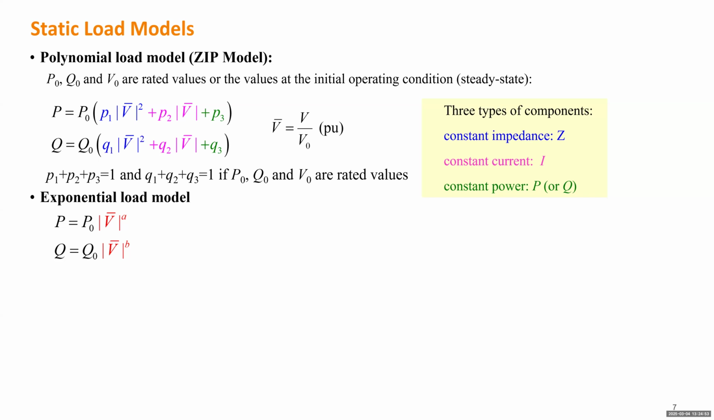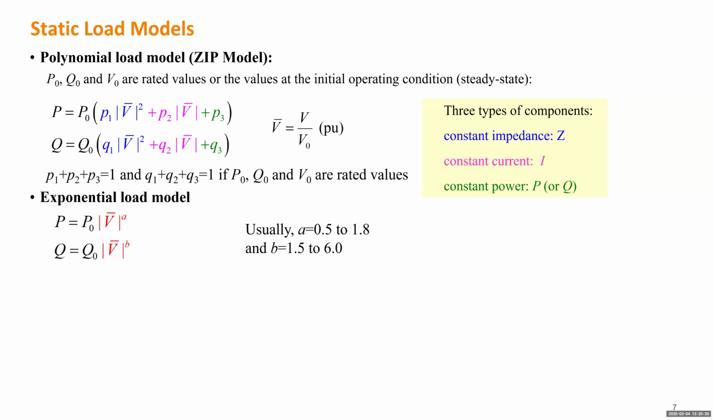For this exponential load model, we need just one parameter each for P and Q. But for the ZIP load model, we need 3 parameters. Actually, we need 2 parameters because P1 plus P2 plus P3 equals 1. So you at least need to define P1 and P2. P3 will be the rest of 100%. Usually A takes a value from 0.5 to 1.8, and B takes a value from 1.5 to 6.0.